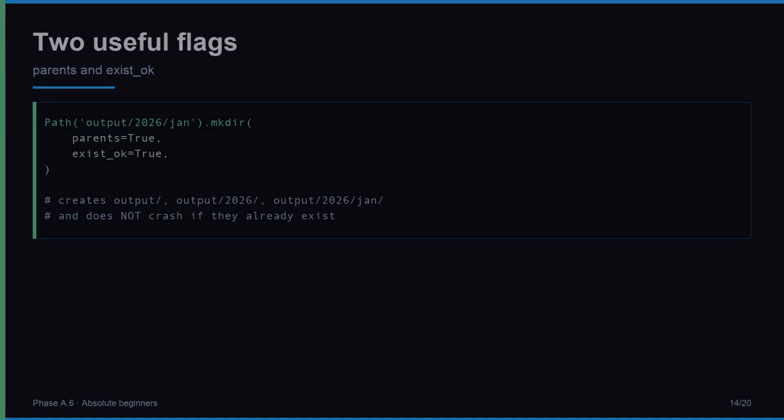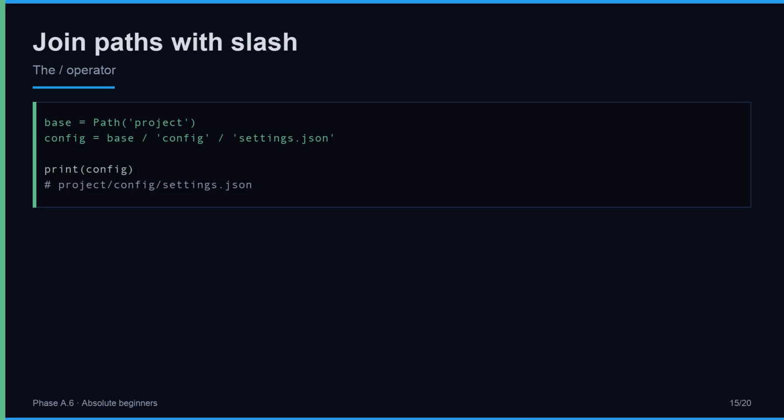Make a folder. Mkdir takes two flags you will use all the time. parents=True tells Python to create any missing parent folders along the way, so output/2026/jan creates all three levels in one call. exist_ok=True tells Python not to crash if the folder already exists. Together, these two flags let you write setup code that just works whether it is the first run or the 100th. Reach for them whenever you create folders inside a script. Two flags, robust code.